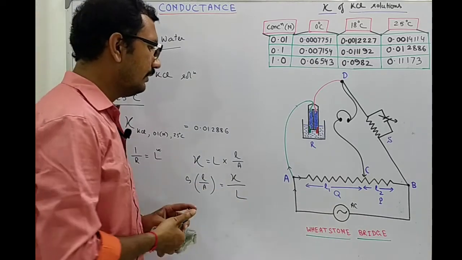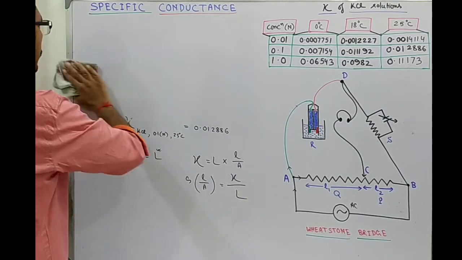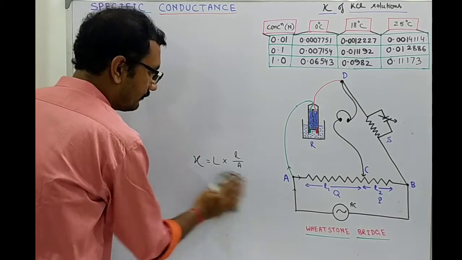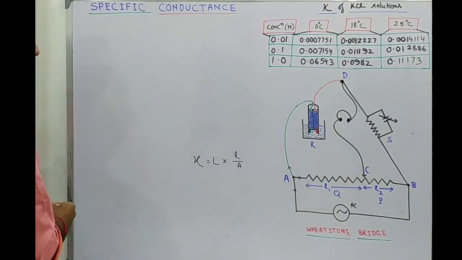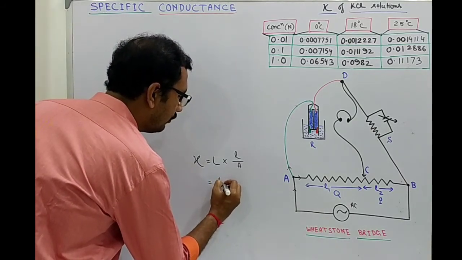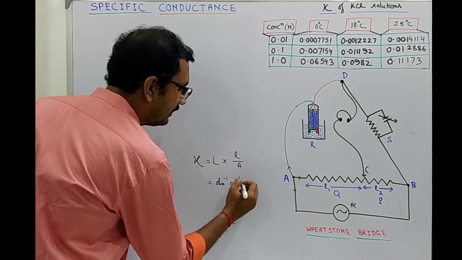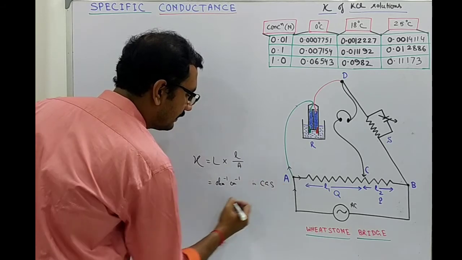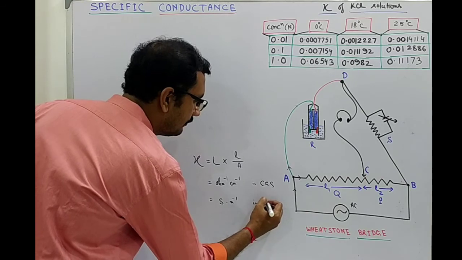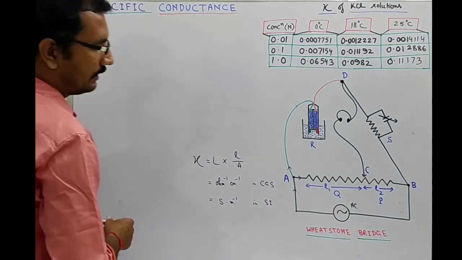Okay. Now, what is the unit of specific conductance? So L is 1 by R, so it is mho or ohm inverse, and it is L by A, so it is ohm inverse centimeter inverse in CGS, and Siemens per meter in SI. This is the unit of specific conductance.